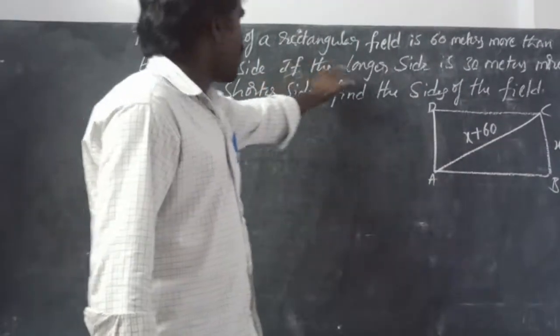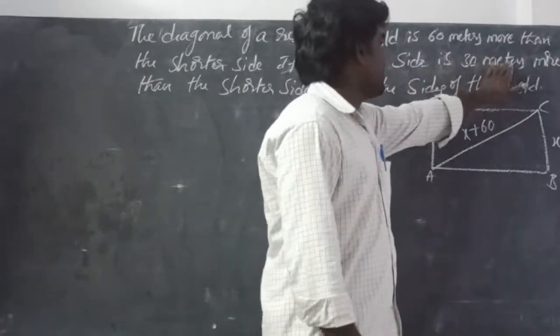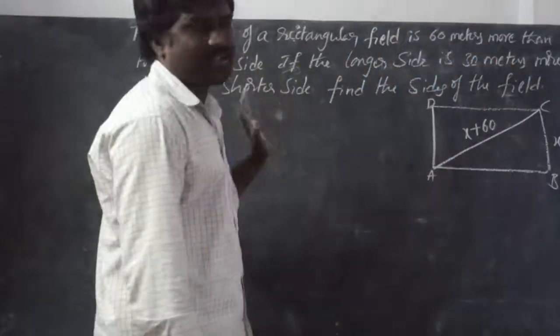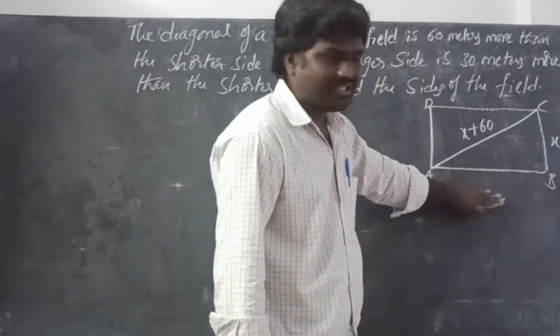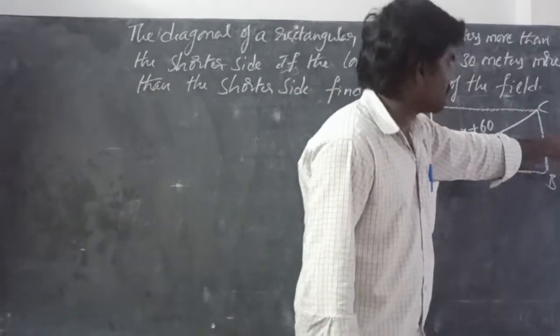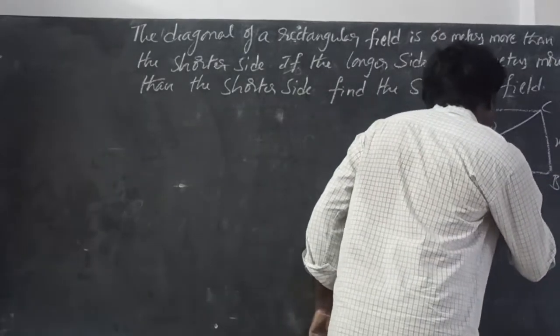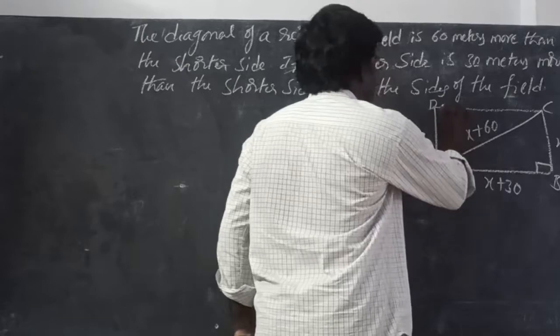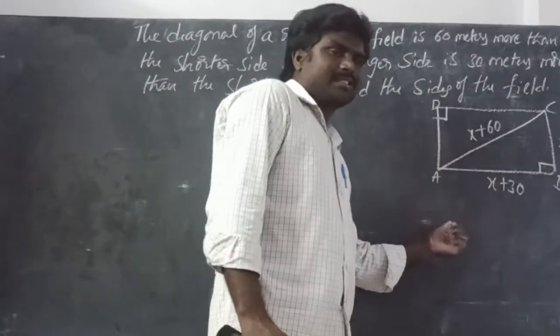Next, the longer side is 30 meters more than the shorter side. The longer side means nothing but the length. Length is 30 meters more than the breadth, so that is x plus 30. Here the angle is how much? 90. Okay, how can we find the sides?